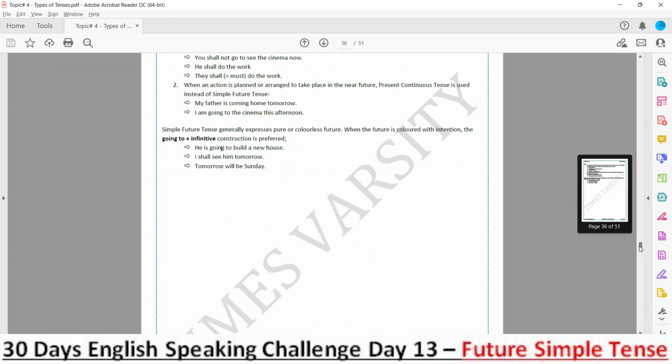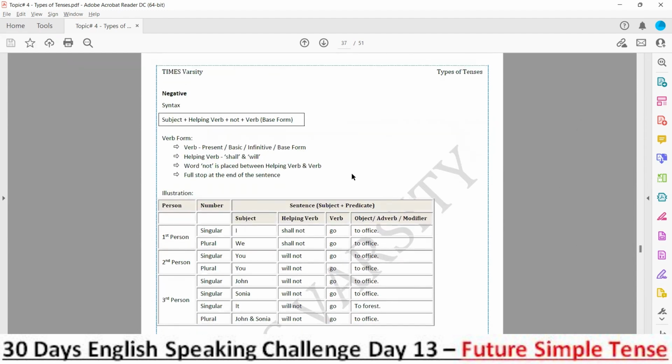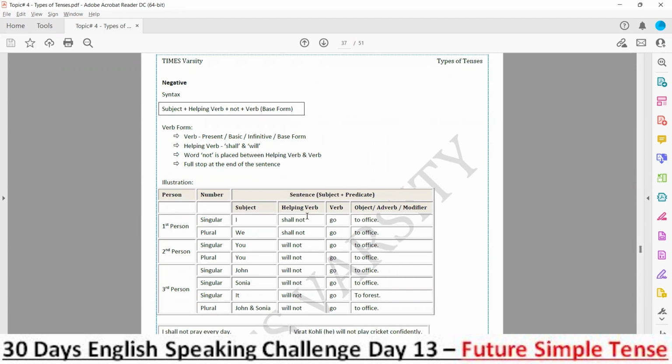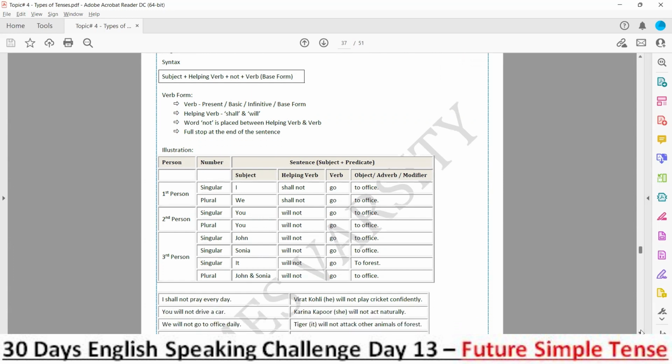Now, let's make negative questions. As usual, we know that the word not is added after a helping verb to make an affirmative sentence negative. So when we add not after the helping verb in an affirmative sentence, it becomes negative. That's all. The syntax remains the same: subject plus helping verb plus not plus verb. Everything remains the same. In negative, only the word not is added after the helping verb. This is the only change here.